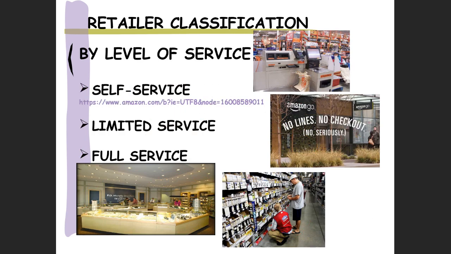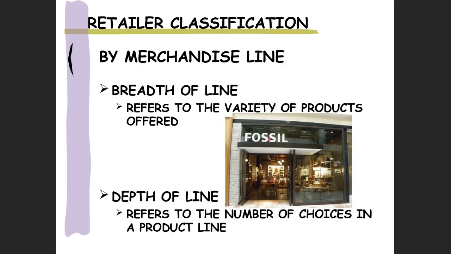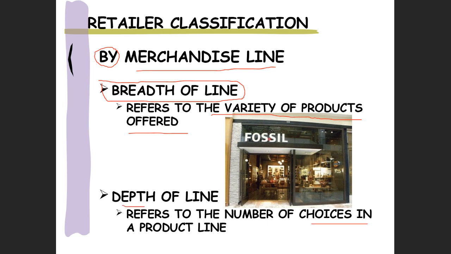Okay. So let's move forward and let's talk about retailer classification based on merchandise line. We talked about these things. This might not be a good example for international students, but oftentimes we classify retailers based on the breadth of the line, that is, the variety of products that they carry and offer, and the depth of the line, which refers to the number of choices in a product line.